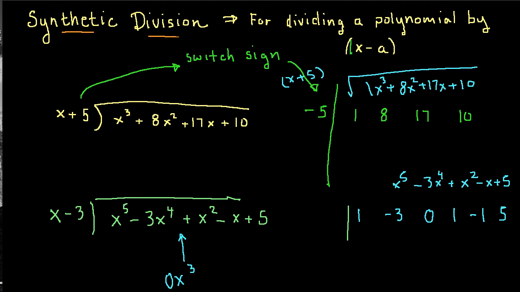And what would we write over here? We would take this, and we wouldn't bother writing the x, so we're just going to write the 3, and we're going to change its sign, like that. So that's translating from long division to synthetic division.